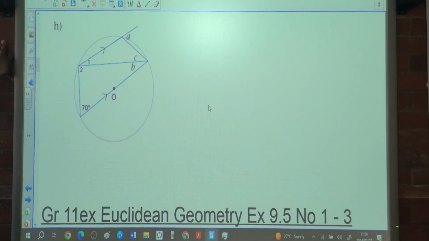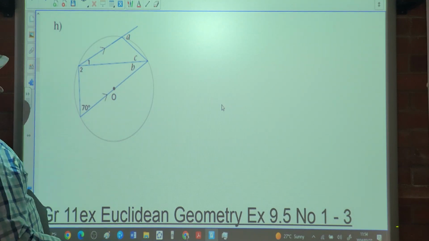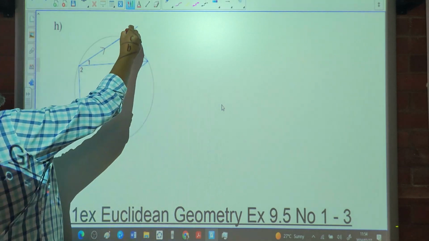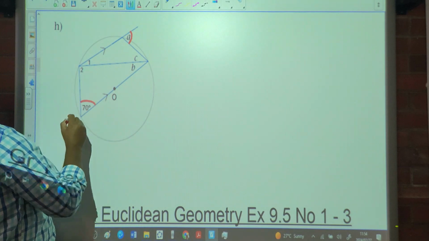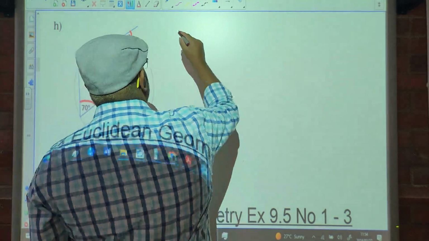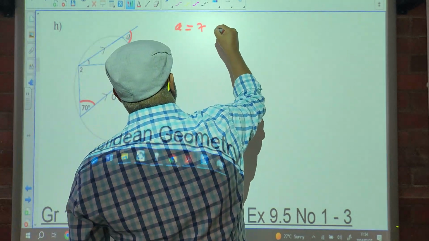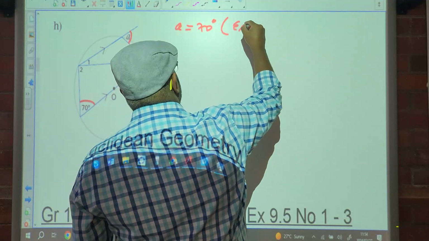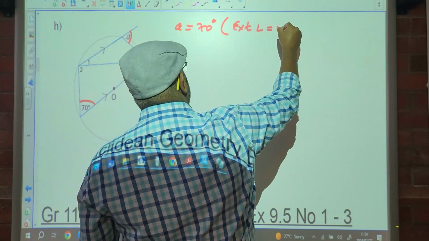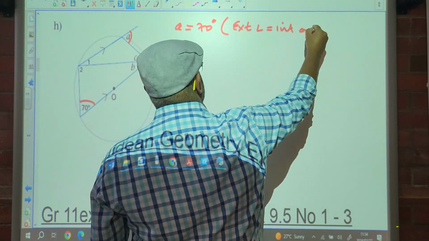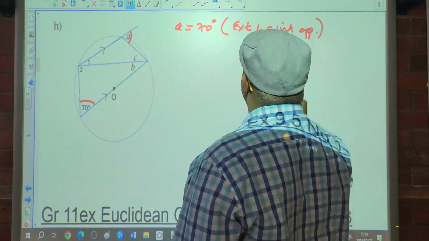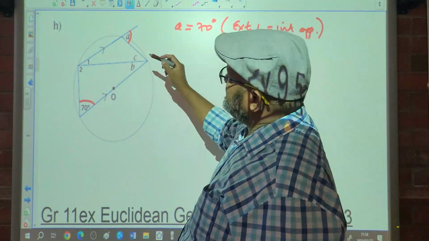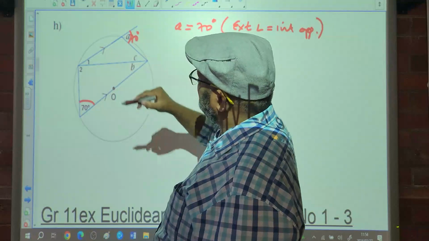Let's look at H. What can be calculated first? A. How do you calculate A? Exterior angle is equal to the interior opposite angle. So A is equal to 70 degrees. Exterior angle equals the interior opposite angle. No? So there's 70 degrees.